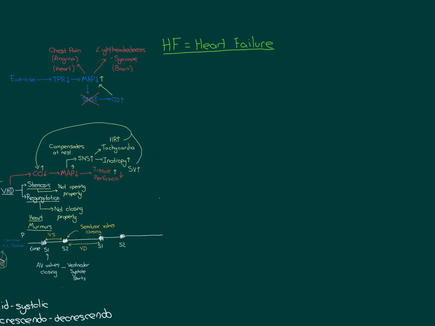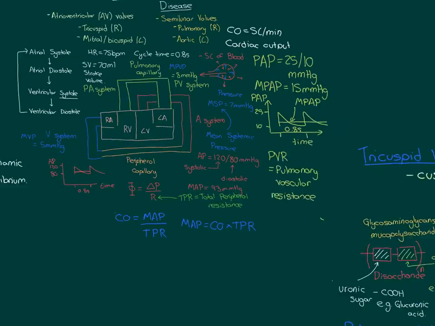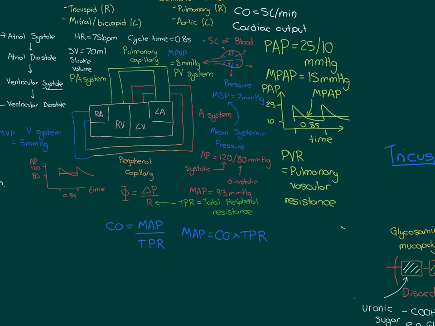So let me go back to my basic picture of the cardiovascular system here. So let's do an example then. Let's start off with the classical example. Let's say you've got aortic valve disease, and as we'll see later, one of the most common forms of valvular heart disease is aortic stenosis. It is the most common form of valvular heart disease.